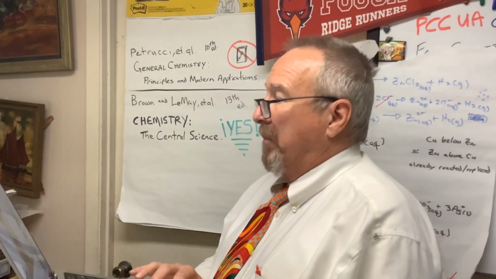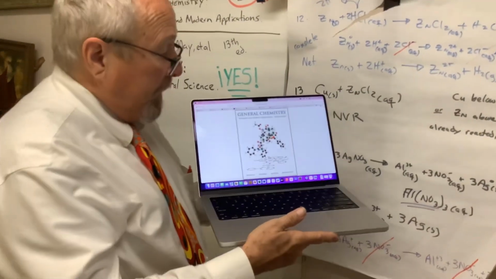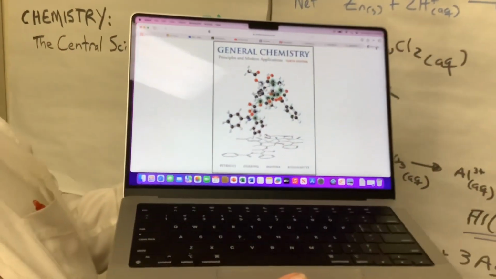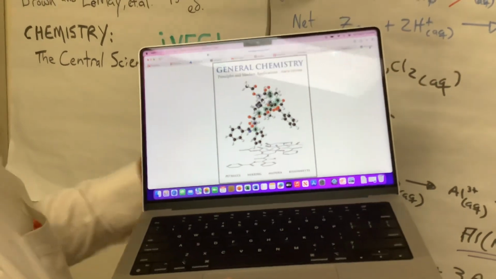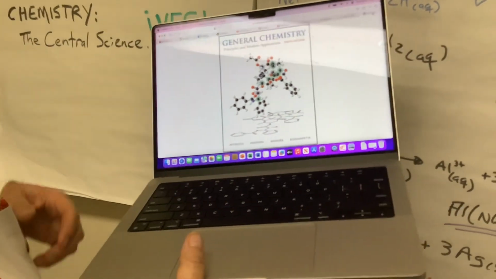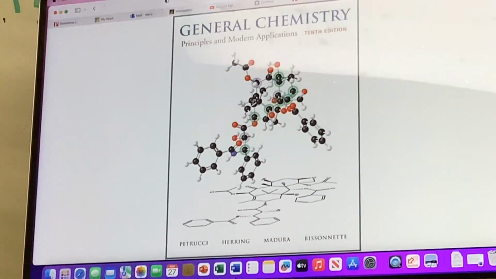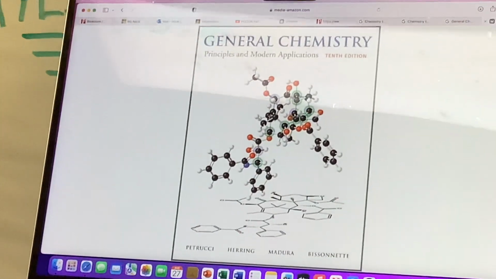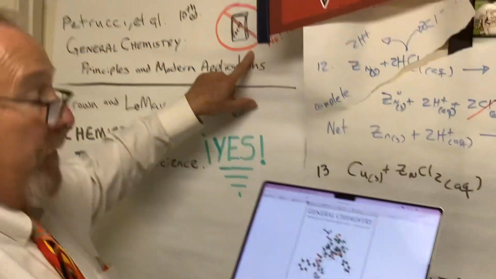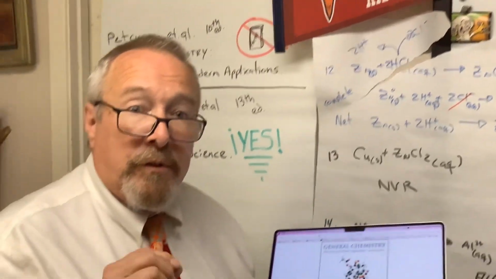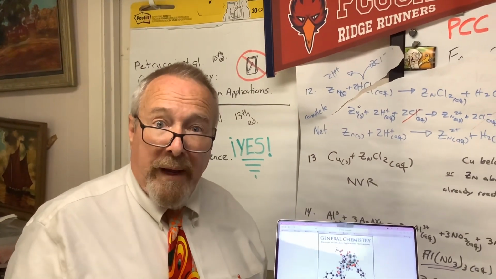I got a pop-up blocking the window I want. And it looks something like this. I don't know how well a video of a computer monitor will work, but here is Principles of Modern Applications. They have a picture of a complex organic molecule on the cover, and it's the 10th edition, and it's by Petrucci, Herring, Madura, and Bissonnet, or Bissonnet is the way it's spelled. No, that is not your textbook. That is a textbook for the on-campus chemistry course.